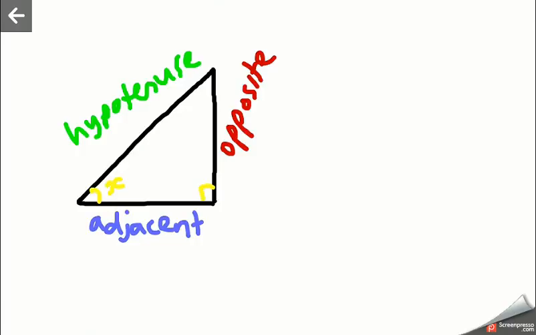Hello, in this video we're going to define the trigonometric functions. That is, we're going to define sine of x, cosine of x, and tangent of x. So, we start out with a right angle triangle like this one.